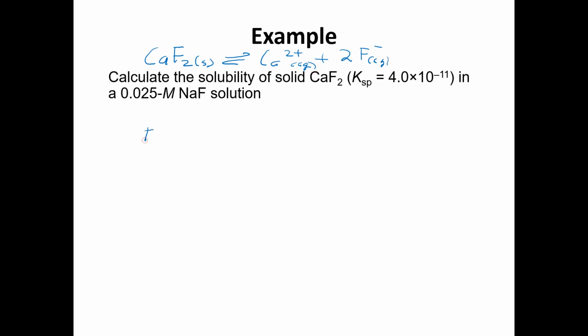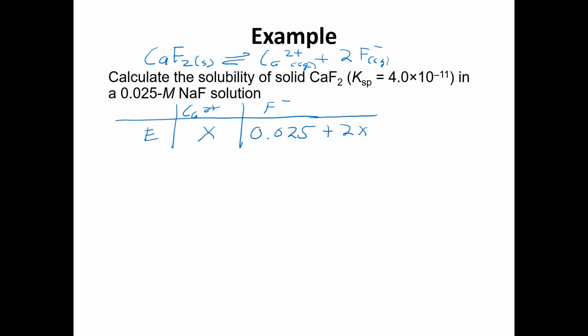So at equilibrium, we're going to have some concentration of calcium ions. Since there's already 0.025 molar sodium fluoride, which means we have 0.025 molar fluoride, our concentration of fluoride is going to be 0.025 plus 2x. So we can write our Ksp expression for this.